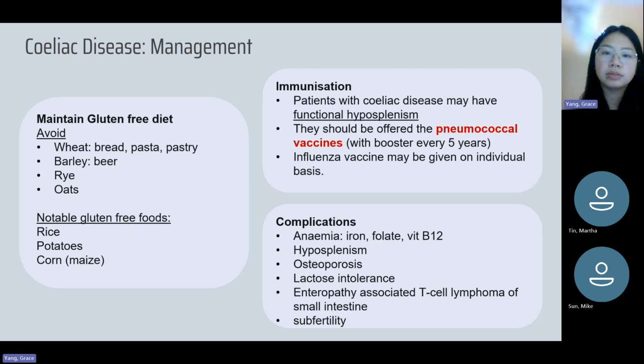But if they do continue eating gluten, then they can have complications such as anemia, hyposplenism, osteoporosis, lactose intolerance, and a specific type of cancer called T-cell lymphoma of small intestine, and also experience subfertility. So it's really important for them to have a gluten-free diet, and you have to explain that to the patient.